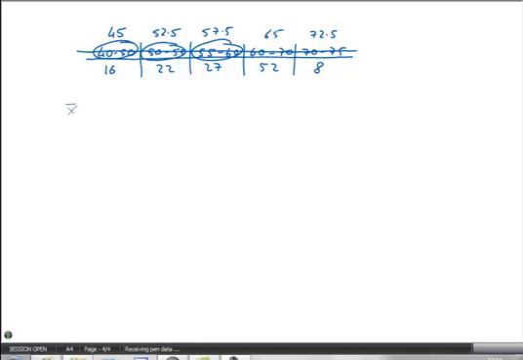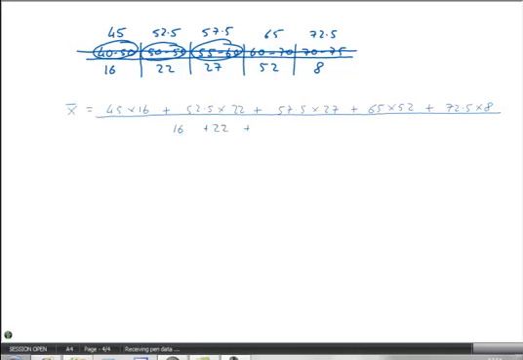So x bar, the average, is going to be 45 by 16, 52.5 by 22, and so on, into the calculator, x bar is 59.1, and that's all you needed to do.